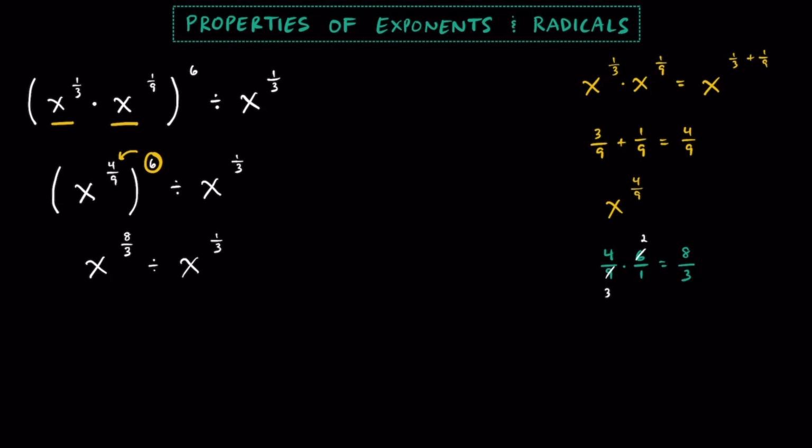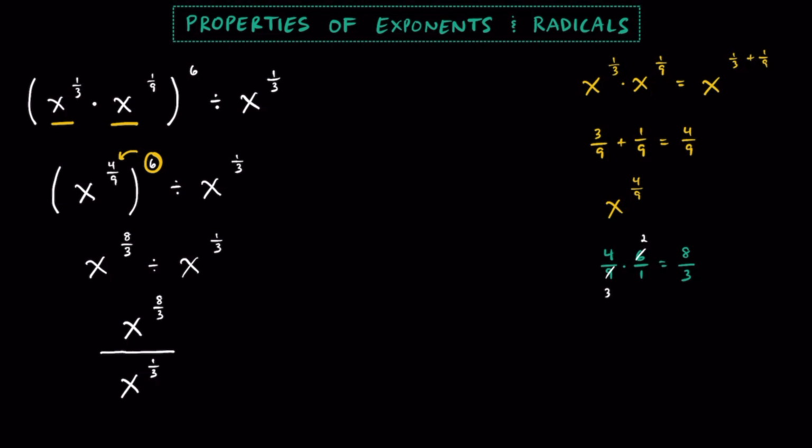And what's another way we can write division? Try to remember that we can rewrite division as a fraction bar. So this is really x to the 8/3 power over, or divided by, x to the 1/3 power. Hopefully this helps bring back some memories of what we can do. The quotient rule, or the quotient property, states that if we have the same bases, which we do here, we can subtract their exponents, right?